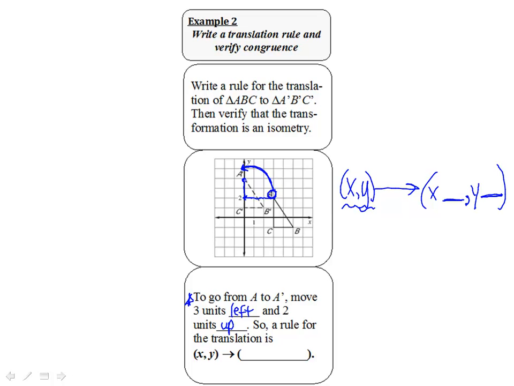So a rule for the translation is, well, we're going to take all the x's, and 3 to the left would be minus 3. And then all the y's, we're going to add 2, because plus 2 would be a movement of up 2. So this whole entire thing is our translation rule. And again, remember, you've got to have that whole thing, otherwise you're going to lose some of the points.